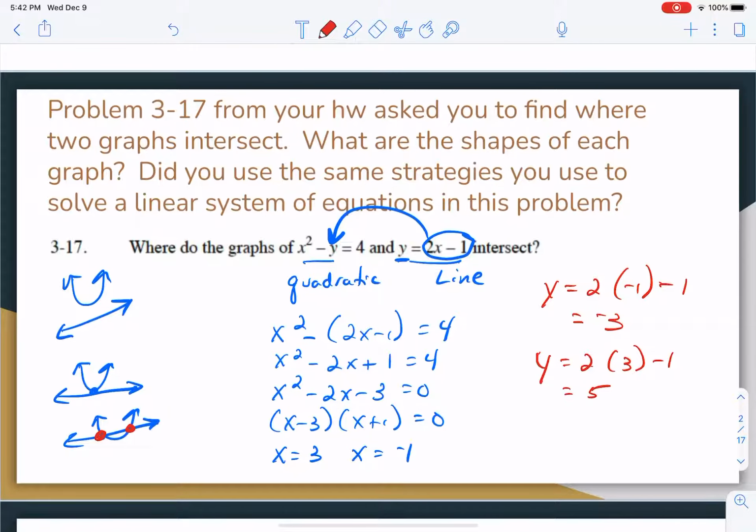I get 5. So when I'm writing my final answer as ordered pairs, this line hits that parabola, in one of the locations, x is negative 1 and y is negative 3, and the other location on the graph, x is 3 and y is 5. So you're going to write your solutions as ordered pairs, because what we're really talking about is where those equations intersect on a graph.